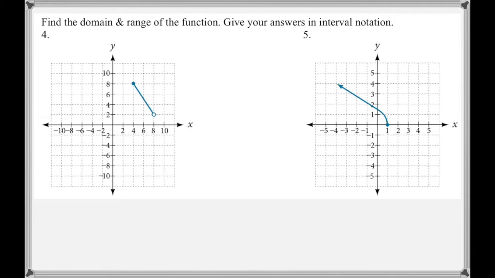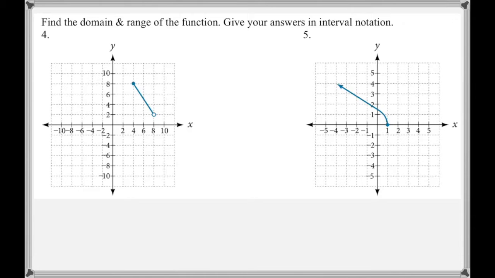On number 4 and 5, they want us to find the domain and range of a function and to give the answers in interval notation. So instead of finding the domain of a function as an equation, we're looking for the domain and range of a function as a graph. So graphically, the domain is the x values, which really has to deal with how far left and how far right. So I'm only looking at left and right.